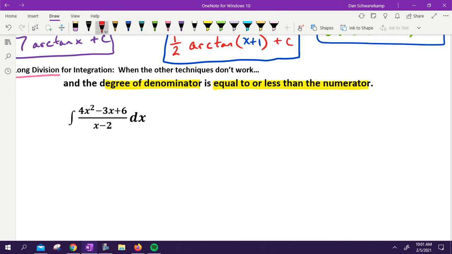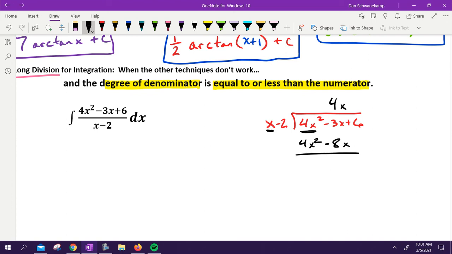Okay, so here's how we set up a long division problem. X minus 2 goes on the outside. 4x squared minus 3x plus 6 goes on the inside. It's just like bell work here. I'm going to ask myself, x times what gets me 4x squared? 4x. So I write it on top, and then I'm going to multiply it down. 4x times x is 4x squared. 4x times negative 2 is a negative 8x.